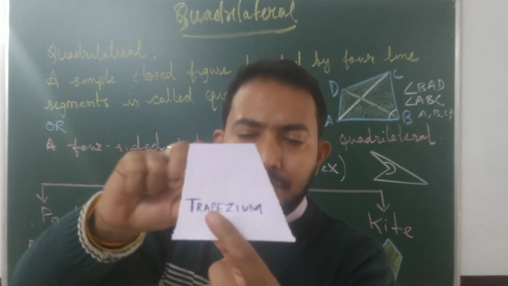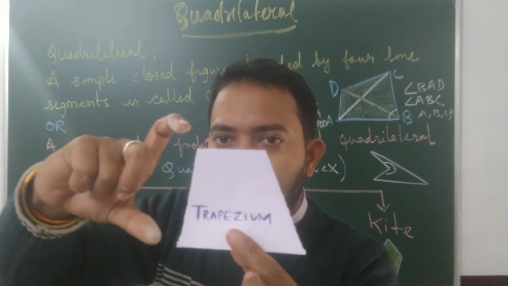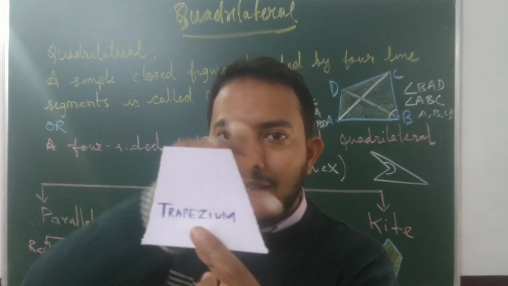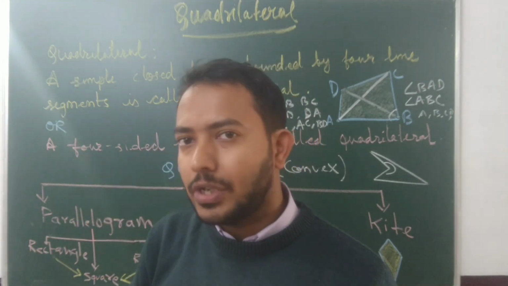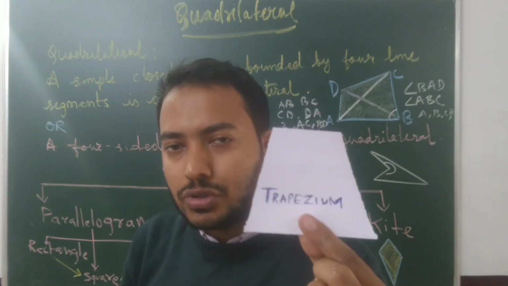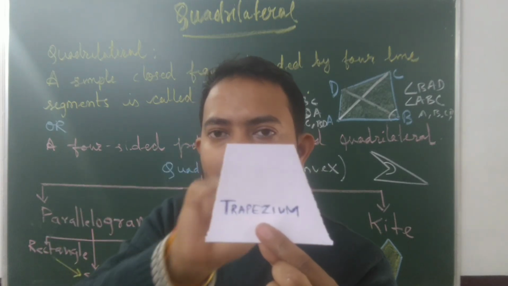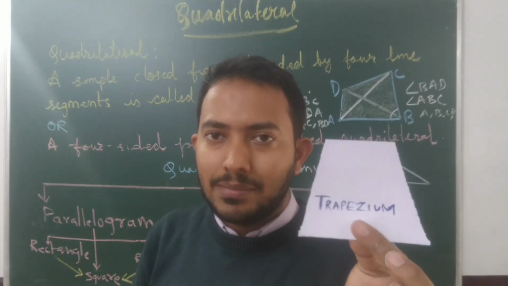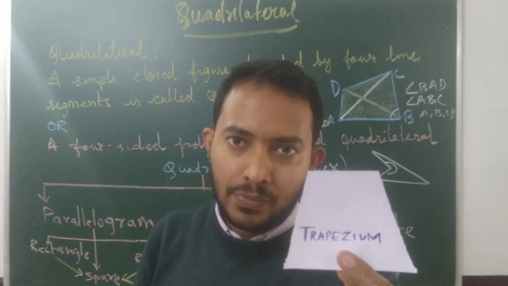Okay, that means in this trapezium, if the non-parallel sides are equal, remember, if the non-parallel sides are equal, then this trapezium will be called an isosceles trapezium. But here you can see that this is smaller than this side. That means it is a non-isosceles trapezium. Okay, trapezium means one pair of sides is parallel.